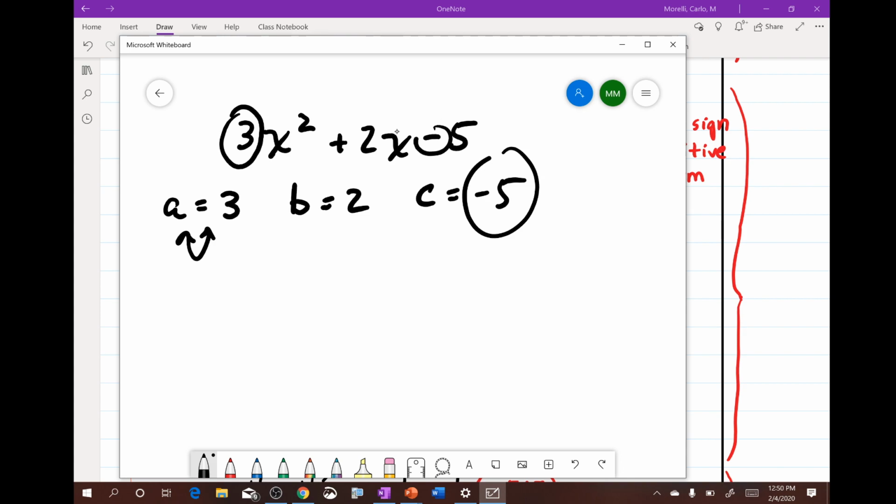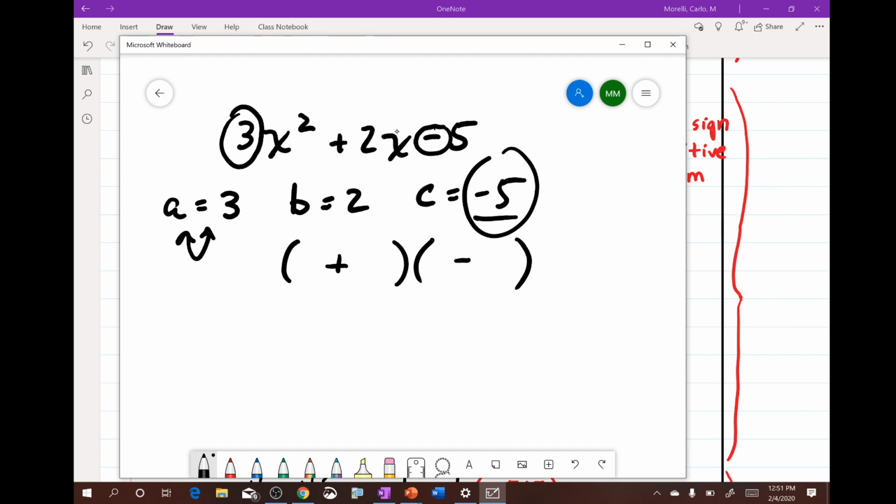Because this is a negative right here, it means that our factors have different signs. Okay? So here's how it's going to look, guys. One will be plus, and one will be minus. That's all we know right now. We know that it crosses the y-axis at -5.